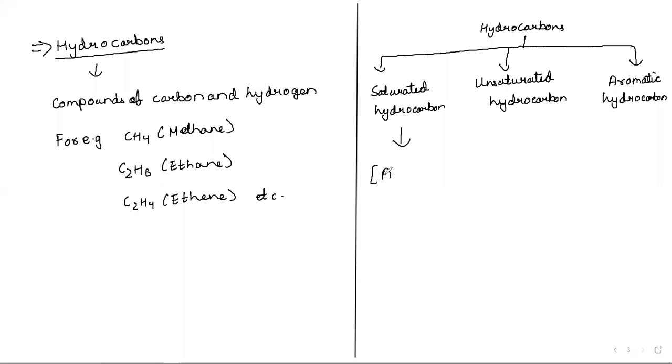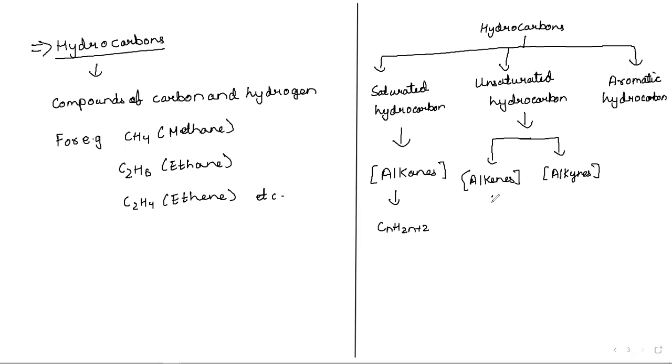Saturated में हम स्टडी करेंगे अल्केन्स, अनसैचुरेटेड में हम स्टडी करेंगे alkenes and alkynes. Alkanes has general formula CnH2n plus 2. Now how to solve this, that we will see in detail. Alkenes has the general formula CnH2n and alkynes has the general formula CnH2n minus 2. And for aromatic hydrocarbon, you have only one example till now for your 10th standard, that is benzene.